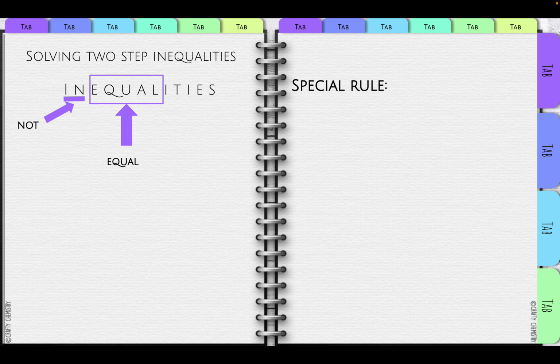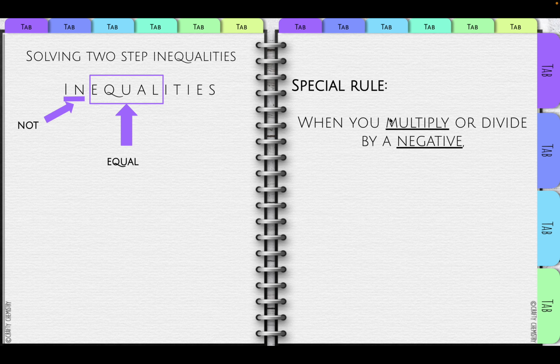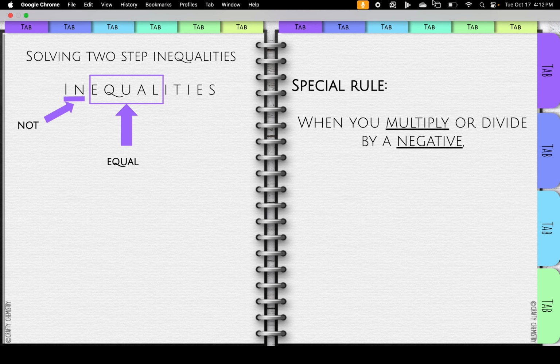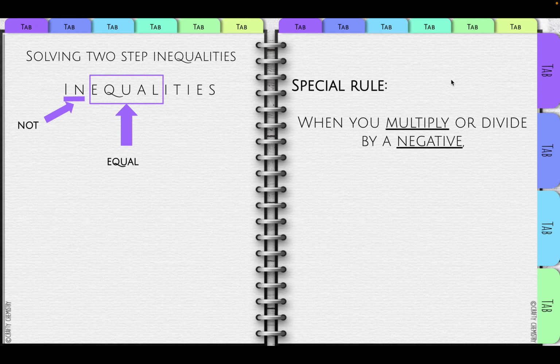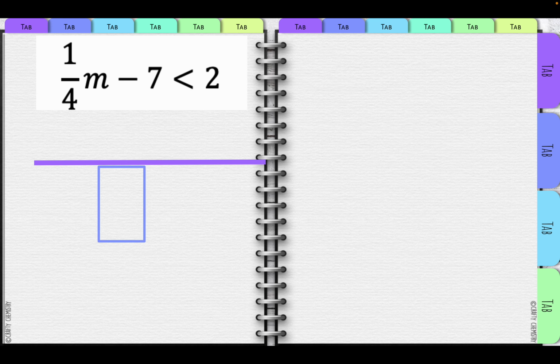All right, there is one special rule. Make sure you write this in your notes. When you multiply or divide by a negative number, so when the number doing the multiplying or the number doing the dividing is negative, you flip the direction of the symbol. We'll get there in a second. All right, so these are kind of out of order. You'll have to sit tight with me as I go through them.